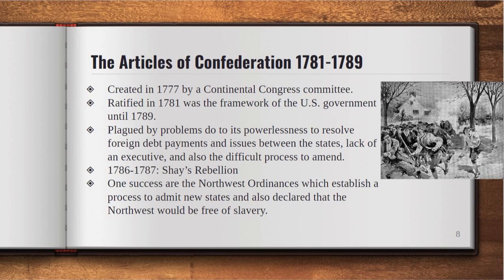A few key examples of its weakness were the inability to resolve foreign debt problems, currency issues, and resolving issues between the states. One particular event that showcased both as a cause and outcome was Shays' Rebellion in 1786 to 1787. There was one success under the Articles of Confederation, which were the Northwest Ordinances, which established the process to admit new states and declared that the Northwest would be free from slavery.